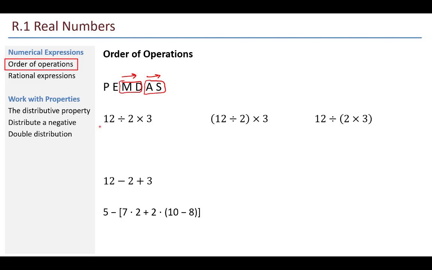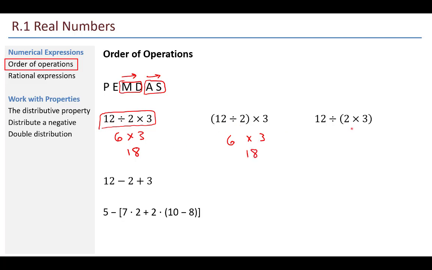Here's an example. Take a look at 12 divided by 2 times 3. It only has division and multiplication, so I take those left to right. The first thing I do is 12 divided by 2, and that's 6. And then 6 times 3, and that gives me 18. In this middle expression, it's kind of the same thing. If I did the parentheses first, that'd be 12 divided by 2 is 6, and then times 3 is 18. So the parentheses are really optional here.